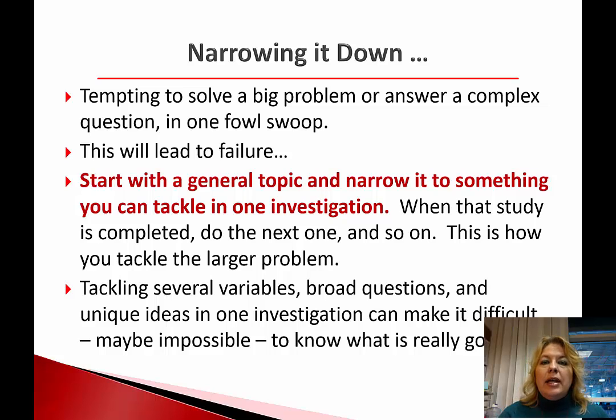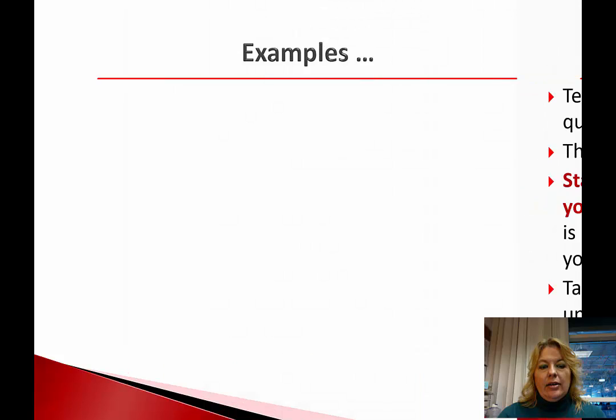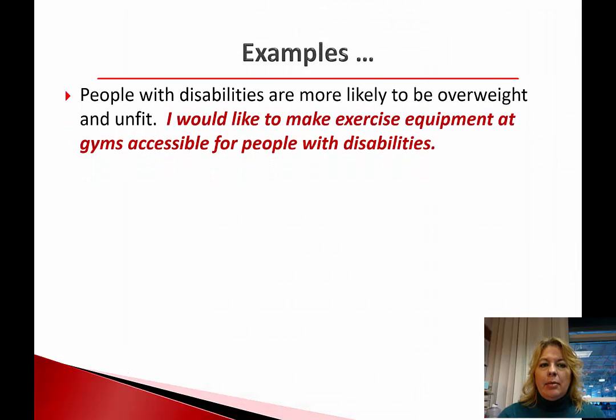How did A and B, when they work together, impact X? So we're really going to focus on narrowing it down. Here are some examples. People with disabilities are more likely to be overweight and unfit. We know that this is true. Therefore, a student might say, I'd like to make exercise equipment at gyms accessible for people with disabilities.